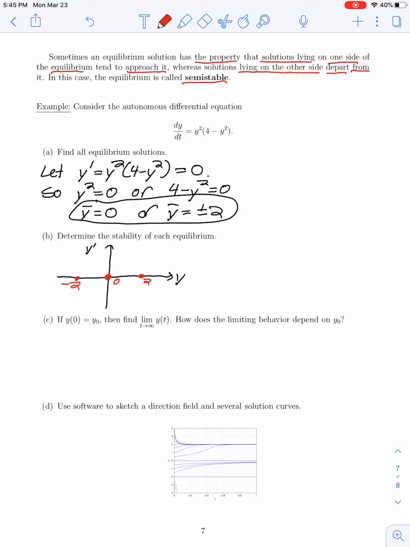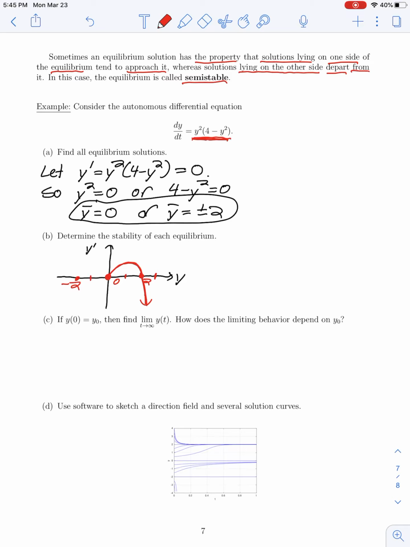So by choosing a value of y between 0 and 2, let's say if y was 1, and we plug into our differential equation, we find dy/dt would be a positive number. So between 0 and 2, y prime is positive. And for values of y greater than 2, let's say 3, we would have y prime as a positive times a negative. So here, for values of y greater than 2, y prime becomes negative.